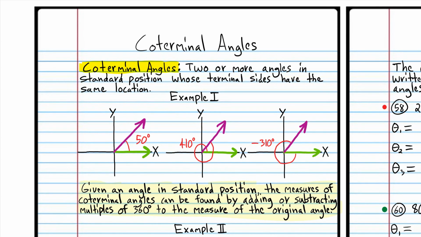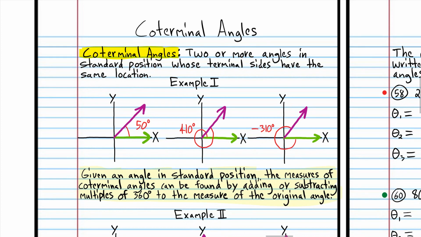Notice that these angles are in standard position because the vertices are at the origin and the green initial side is on the positive part of the x-axis. But notice that the terminal sides are all in the same location. That means they are coterminal, meaning they end at the same place. And if you want to find the measures of coterminal angles, you simply add or subtract 360 degrees.